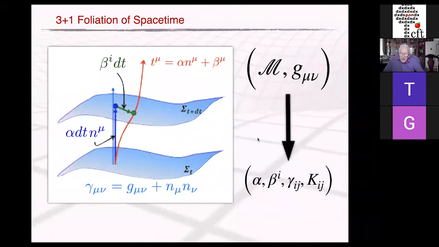In 3+1, the spacetime geometry is then described by these four quantities: gamma_ij is the metric on the hypersurface, K_ij is the extrinsic curvature, which expresses the bending of the hypersurfaces due to the fact that they are embedded in a higher-dimensional space. And then we have the lapse alpha and the shift beta, which are the normal and the tangent part of the time flow through the foliation.